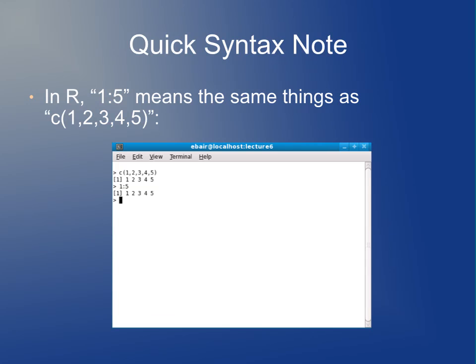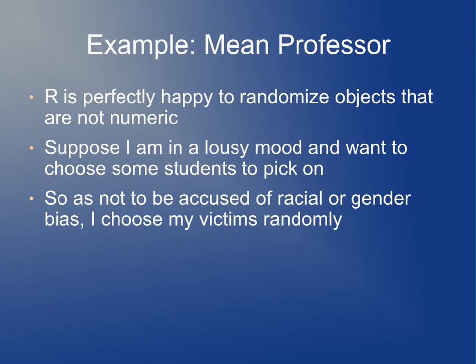In R, if you say 1:5, that just gives you the numbers 1, 2, 3, 4, 5. As I said before, it means exactly the same thing as 1, 2, 3, 4, 5. As you can see on this slide below, if you did like 1 to 100 or 1 to 1,000, you don't want to type the whole thing. So being able to say 1:100 to give you the numbers 1 to 100 is convenient sometimes. R can also randomize objects that are not numeric.